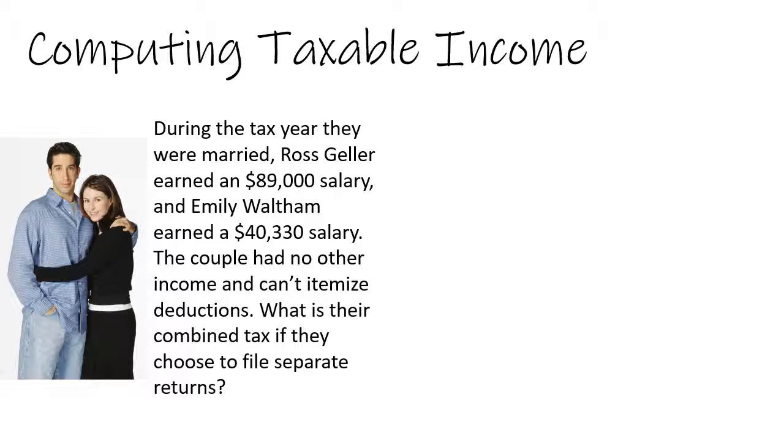To compute our taxable income, as well as the tax liability, we need two things. We need to know the standardized deduction, and we need to know what tax bracket each of them fall under. But luckily for us, the standardized deduction and the tax brackets are both set by law. So once we know their filing status, married filing separately, we can determine their standardized deduction. And once we know their standardized deduction, we can determine their AGI. And once we know their AGI, we can determine their tax bracket and their tax liability.